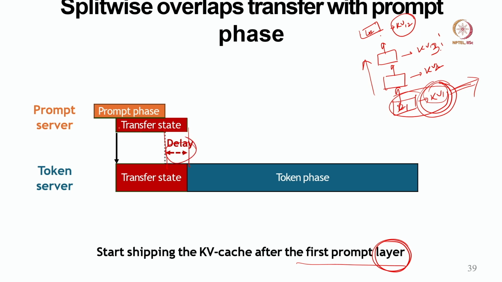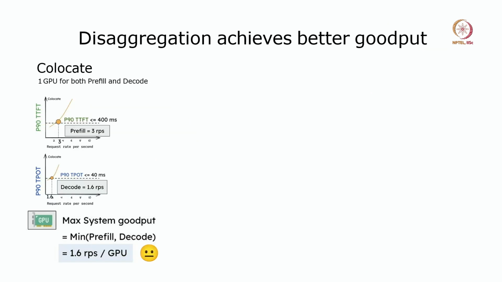Earlier, if we did not do this overlap, the entire transfer state was adding to the delay of the request, the time to first token of the request. But now we reduce this delay, right. That is how Splitwise, this particular technique, overlaps the transfer with the prompt phase, right.